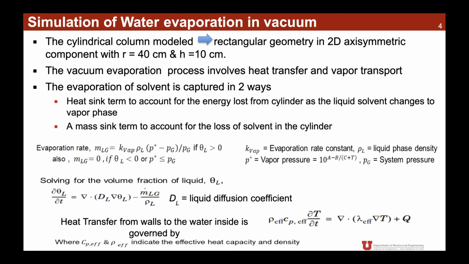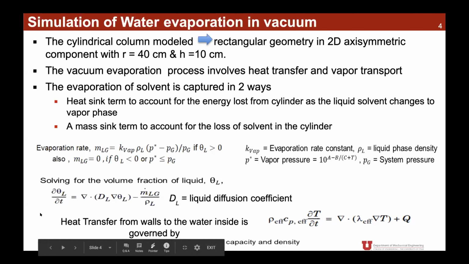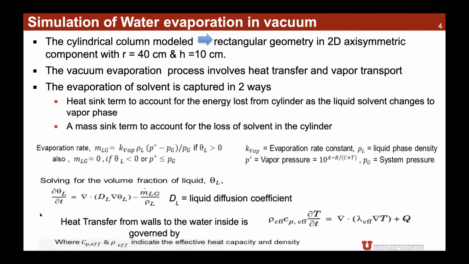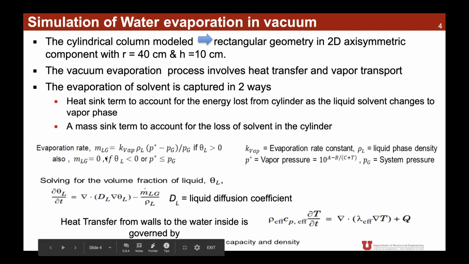And there's a mass sink term that is associated with the loss of the solvent inside the cylinder itself, which of course then turns into water vapors. The mass basically remains the same, but in terms of solvent, there's a mass loss. So the evaporation rate is given by this equation, which is a typical physical equation of evaporation under a vacuum system.